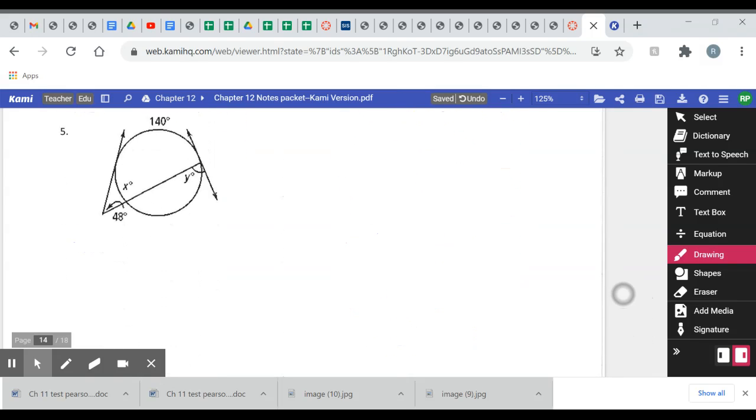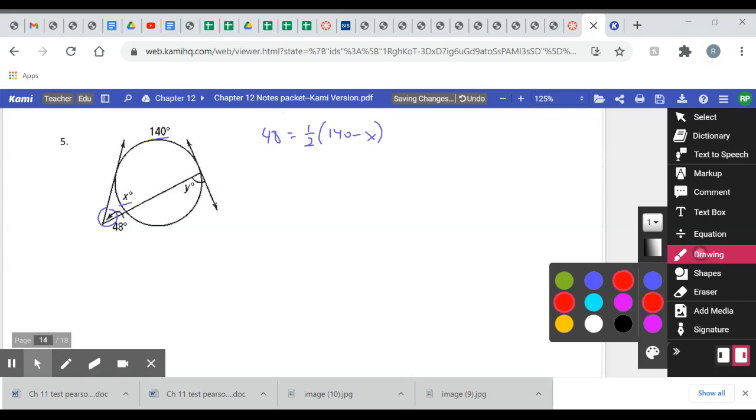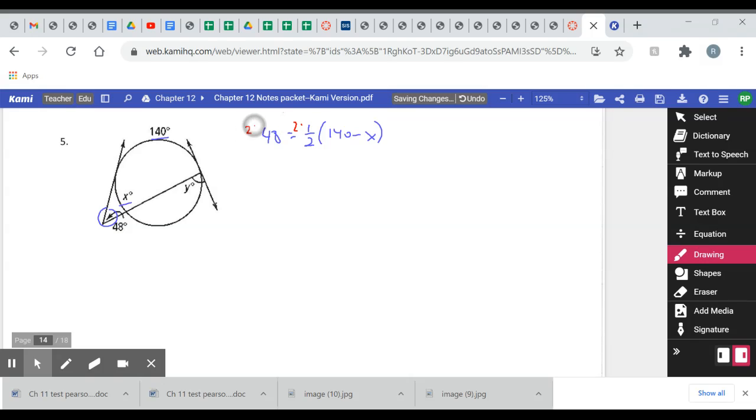All right, last one here. On this one, there's multiple things going on in this picture. So I went ahead and solved for X first. If you look at this, again, here is an angle outside the circle, this 48. So I know that it's equal to 1/2 of the arc furthest away, 140, minus the arc closest, which is X. All right, so from there, again, you can either distribute the 1/2 or you can multiply both sides by 2. I'm going to go back to multiplying both sides by 2. I like to just get rid of the fraction at the beginning.